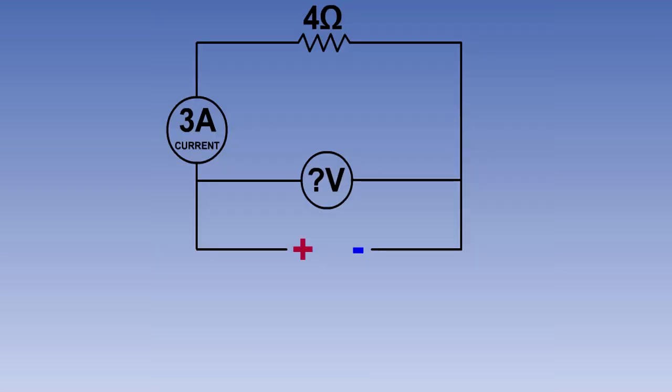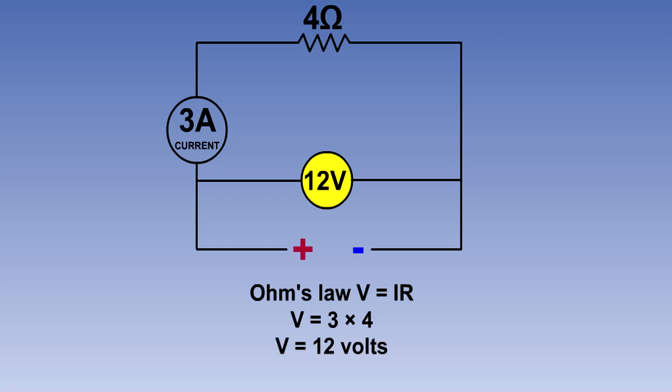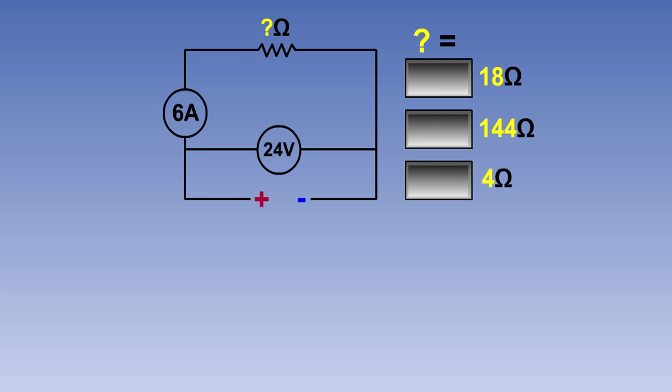To reinforce Ohm's law, we will look at a couple of examples. In this circuit, we know that the resistance is 4 ohms and the current is 3 amps. So using Ohm's law, we can find the applied voltage. V equals IR, so the voltage is 3 multiplied by 4, or 12 volts. Now, you try this one. Click the box next to the correct answer.